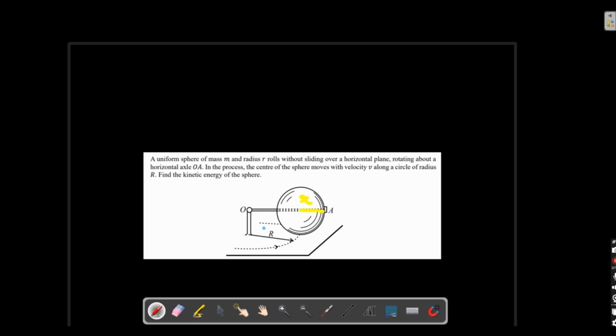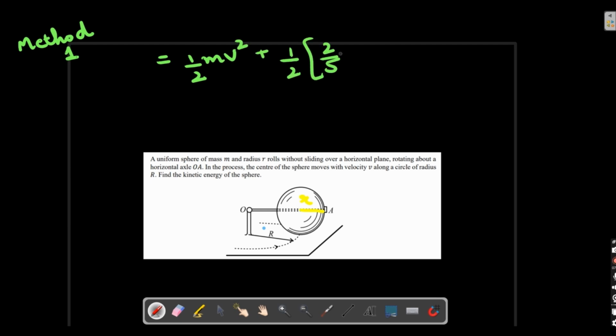Simple, beta. First of all, let's go with method 1 as I said. What is method 1? First of all, due to its own center of mass, the translation, that is half m v square. Excellent. Now, we have another thing, that is half I, that is 2 by 5 m r square times omega, that is v by this particular radius, small r, whole square. Now, along this particular circle also it's rotating. Along this particular center of mass, it's also again 2 by 5 m r square.